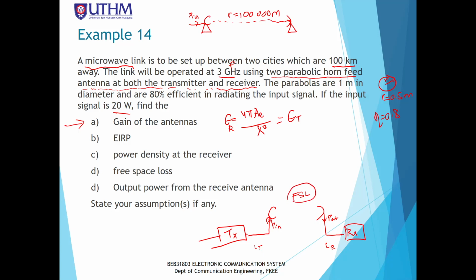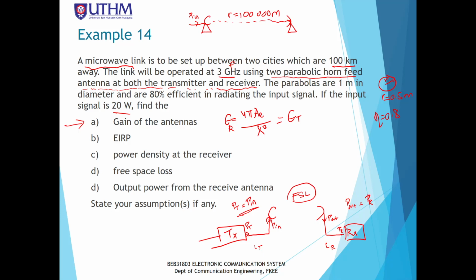Cuma ada FSL sahaja. So kalau ada FSL sahaja, maknanya apa? Maknanya power from the transmitter equal to the power of input, dan P out di sini bersamaan dengan PR. Dia terus masuk ke dalam receiver tanpa ada losses yang lain. So nanti you akan lihat bahawa dia akan interchange antara dua variable ini, PT dan juga PR. So saya terangkan ini supaya kamu tidak confused.